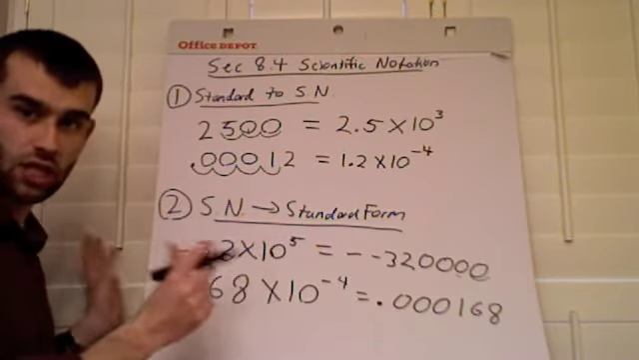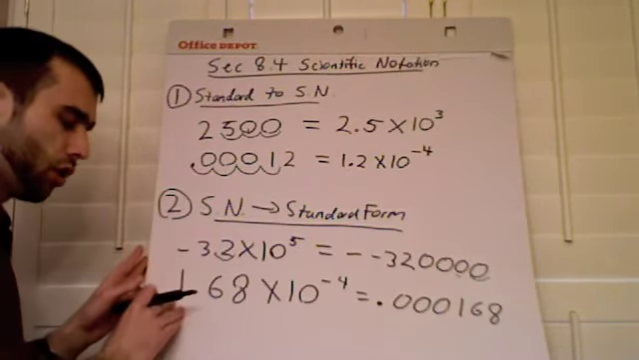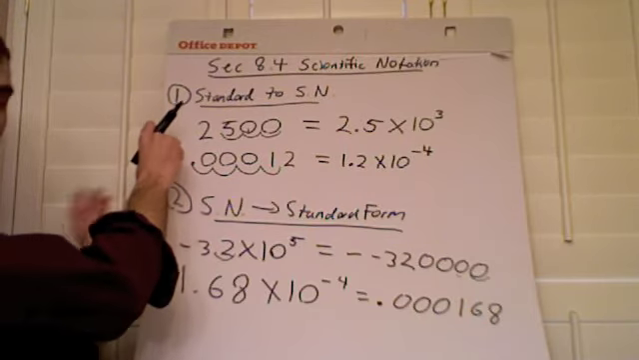All right, that's the scientific notations. Now let's do the second part, 3 and 4. We're going to look at multiplying and dividing in scientific notation. Let me just get rid of this.